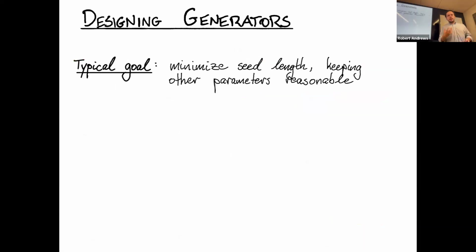Okay. So typically, like I said, the goal is to minimize the seed length and keep the other parameters reasonable. Keep the degree reasonable, keep the complexity of the generator reasonable. And this is what you need to do for derandomization applications.